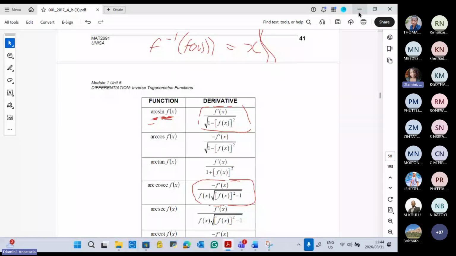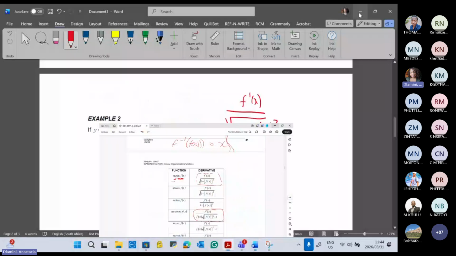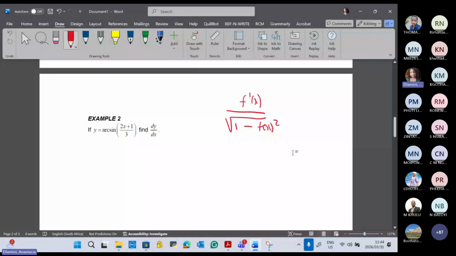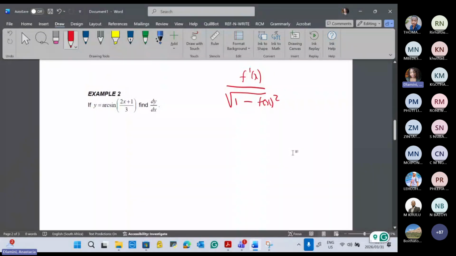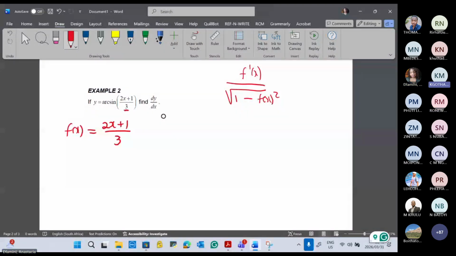So you can do it the way they did in the study guide, or you can do it the way I will be doing it right now. You can say, okay, what is the derivative of a function? In this case, the function is f of x, so f of x is equal to 2x plus 1 over 3. Are we all together? Yes, ma'am. Now, what rule do you use to find the derivative here?